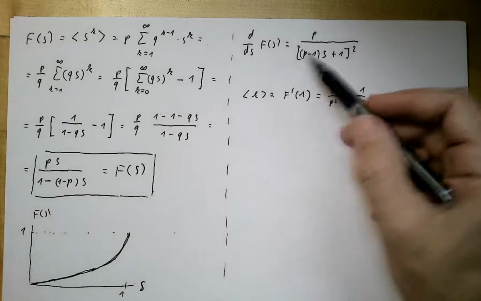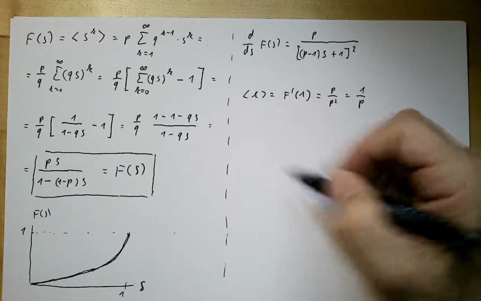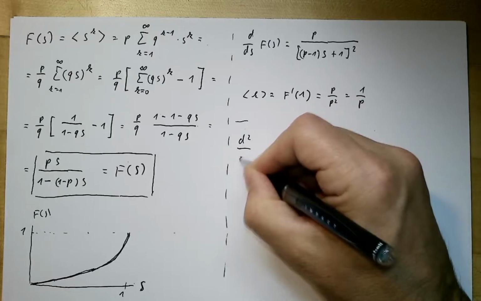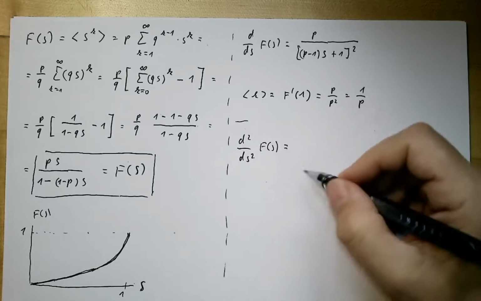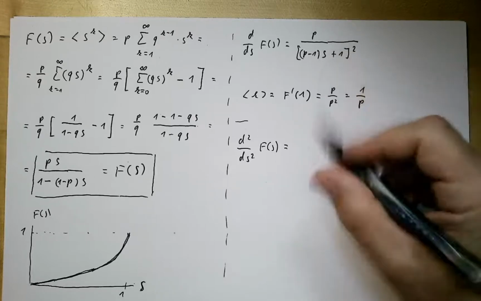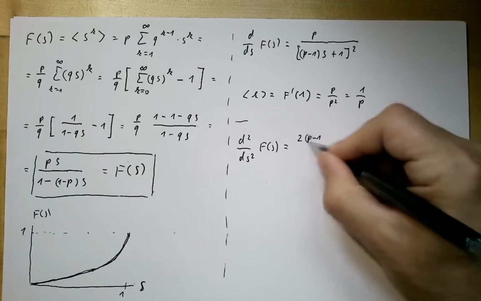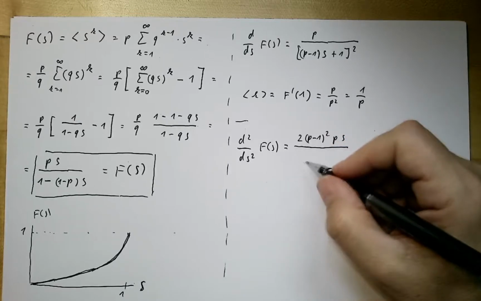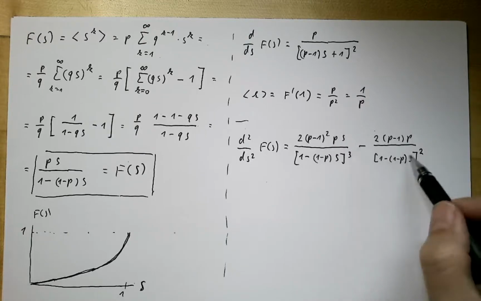Now, since we have the generating function, we can directly calculate higher moments. So first we need the next derivative, the second derivative of f of s. It also gets slightly more complicated here, because when you take the derivative we get two terms, so it's 2 (p minus 1) squared p times s over... I made a shortcut in the video, I just wrote the derivative down here.